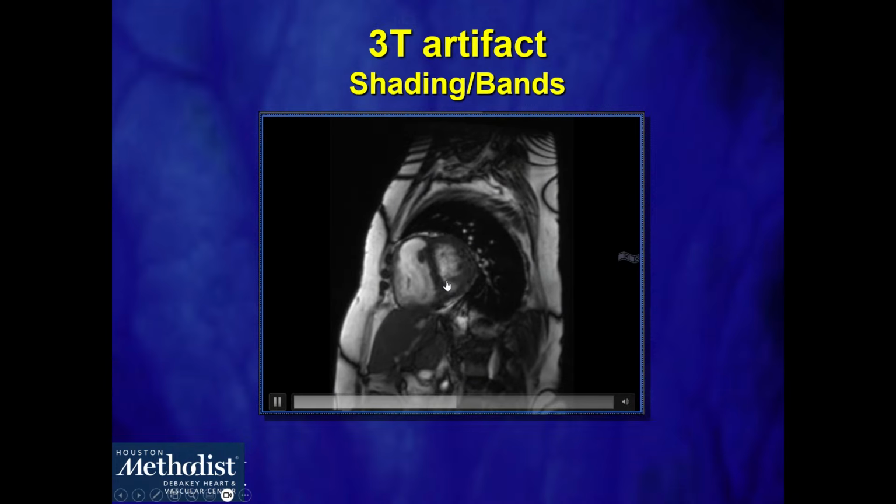This is another patient with a Cine SSFP of the heart, and what you're seeing up here is the shading or the banding artifacts. Again, it's not affecting my heart field of view, but you could see how this could create an interference if you're not imaging the heart in these cases.